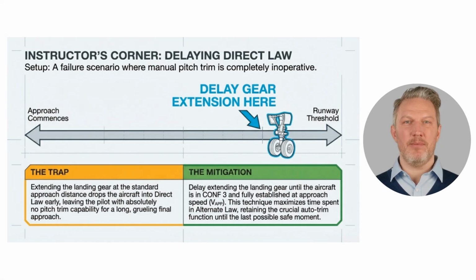In scenarios where manual pitch trim is completely inoperative, you must delay the transition to direct law as long as possible. By delaying gear extension until you are in flaps 3 and established at approach speed, you maximize your time in alternate law. This retains the crucial auto trim function until the last possible safe moment.